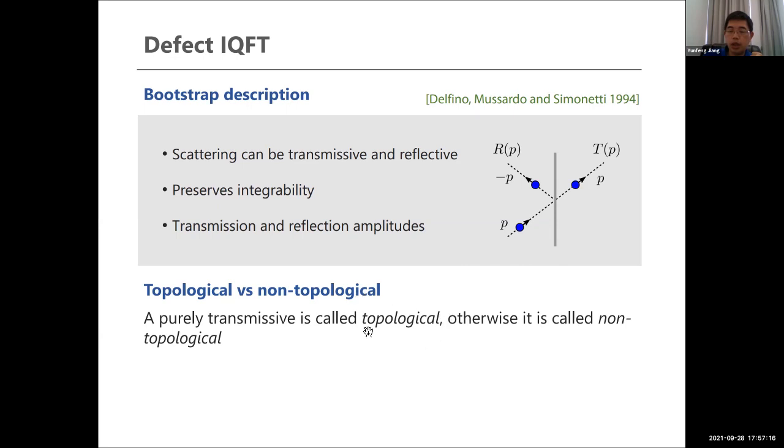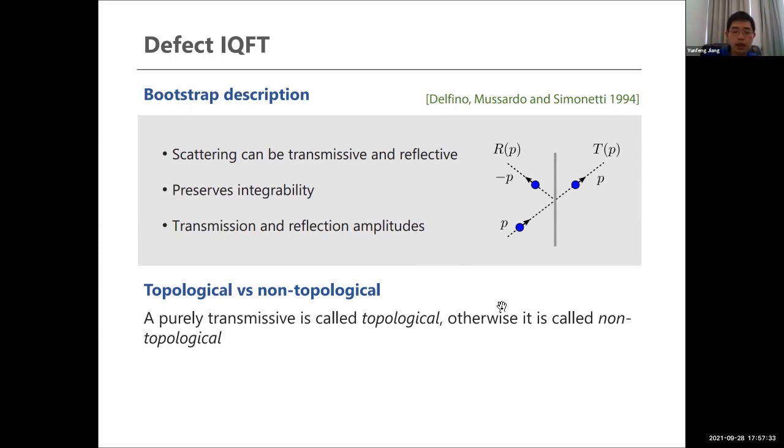It is topological in the sense that if you have a purely transmissive defect, you can place your defect in any place of your theory without causing any energy cost. So you can basically distort it and place it anywhere you like.